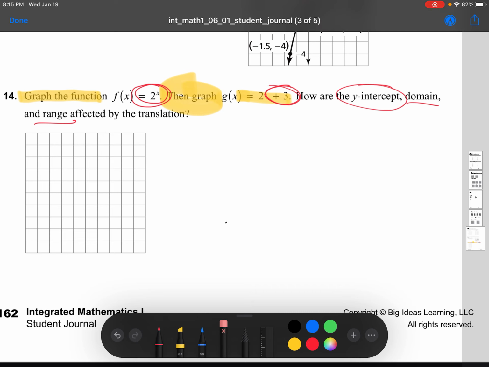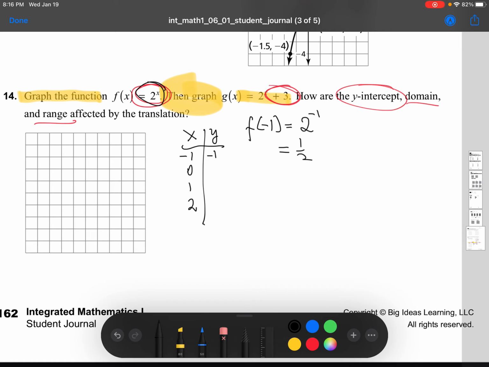So as usual, we need to make a table and then graph those points. Let's begin with this one. X and Y, so we have -1, 0, 1, and 2. So f of -1 is 2 raised to the -1, which is 1/2. So 1/2.